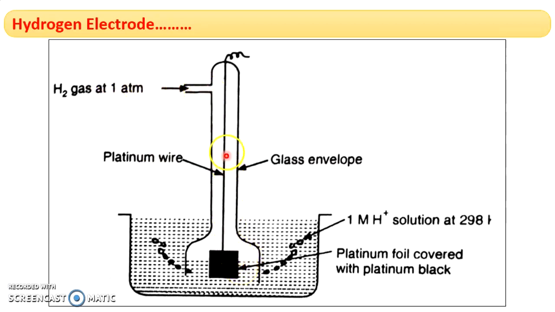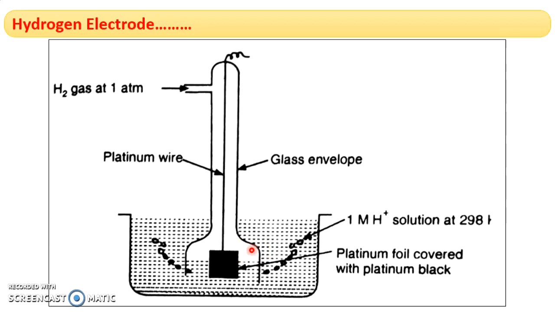This setup, the glass tube along with the platinum strip and platinum wire, is dipped into the electrolyte, that is, a 1 molar acid solution. A 1 molar H plus solution is taken as the electrolyte, and this setup is dipped into it. So this is the hydrogen electrode. It can be used as an indicator electrode and also as a reference electrode.